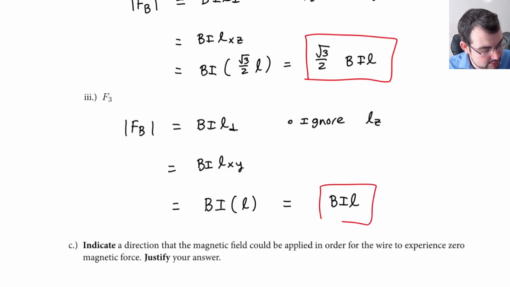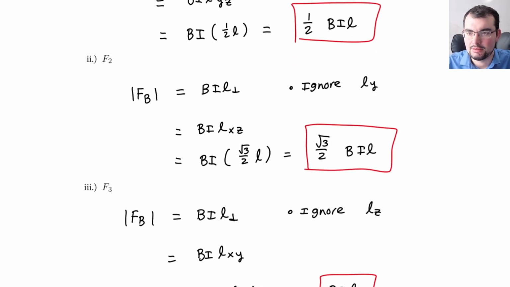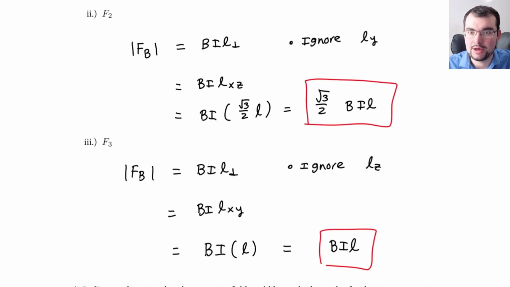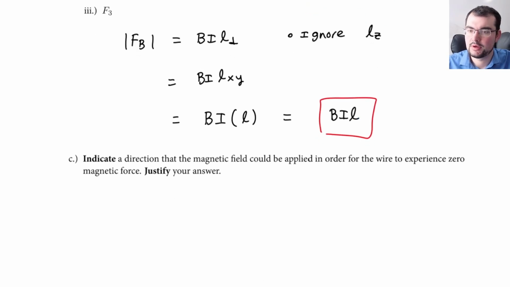It does go from least to greatest here, because 1/2, that's about 0.5. Root 3 over 2 is bigger than 0.5, but it's less than 1, because again, square root 3 is definitely not 2, so it's less than 1. And then 1 is bigger than both of those.